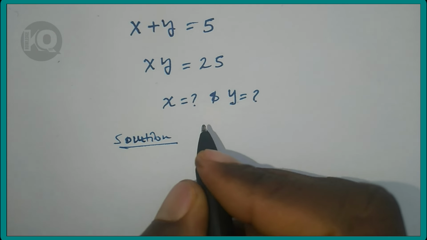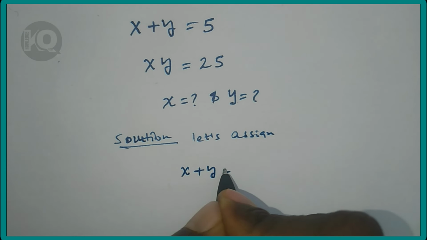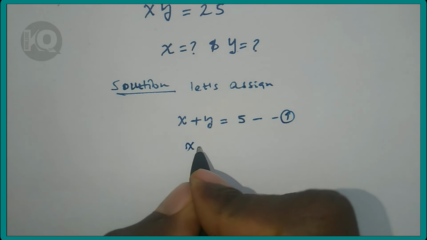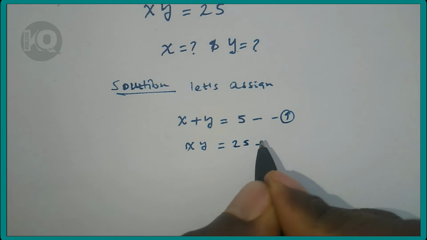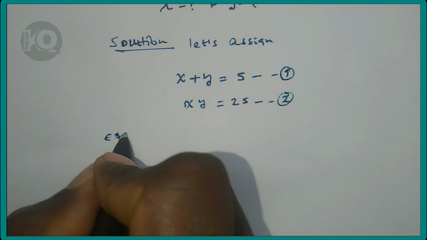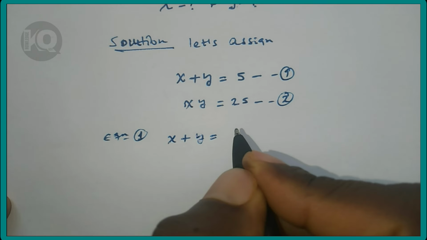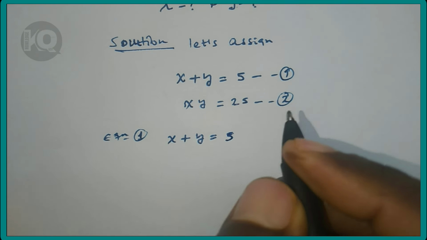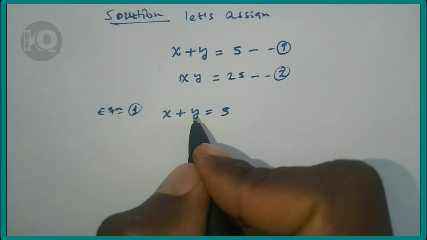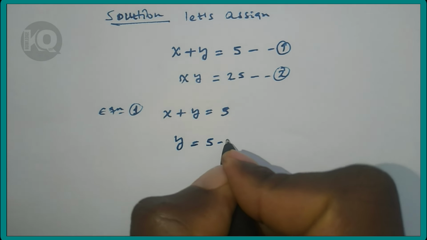From the problem, let's assign x plus y equals 5 as equation 1 and x times y equals 25 as equation 2. Let's begin with equation 1, which is x plus y equals 5. Here we are going to express y in terms of x, so y equals 5 minus x.